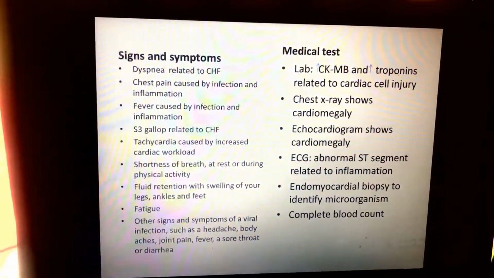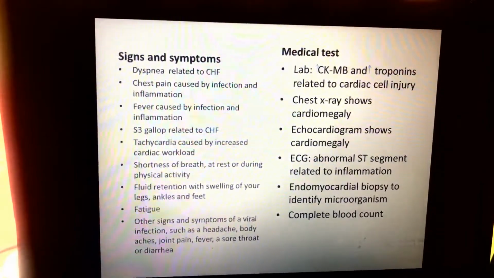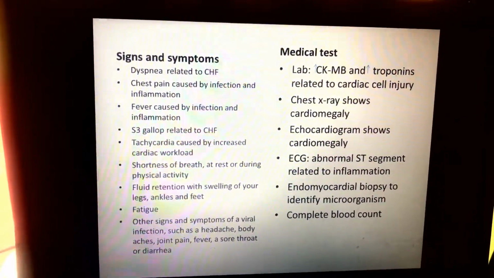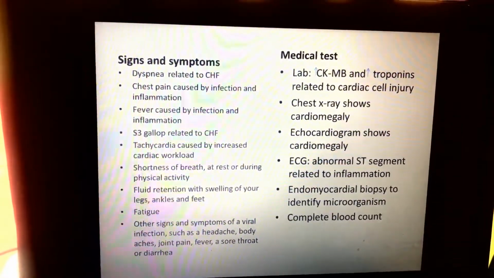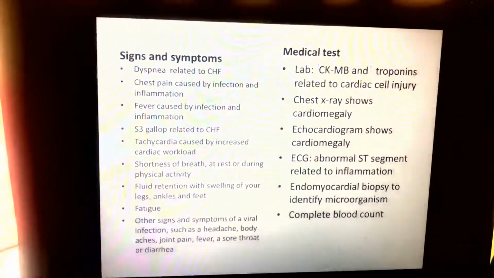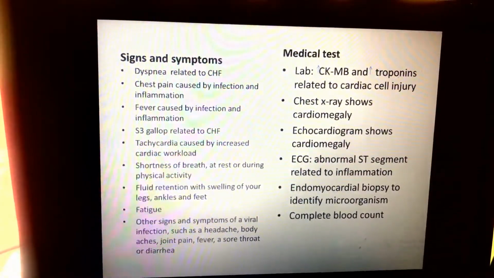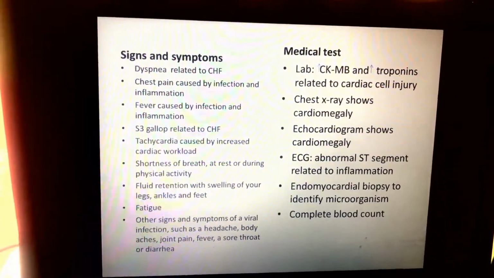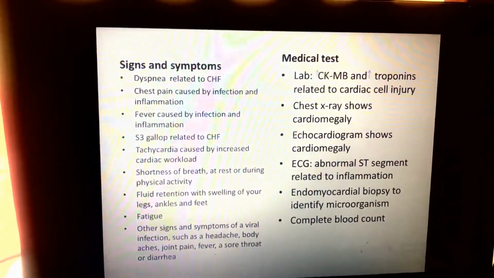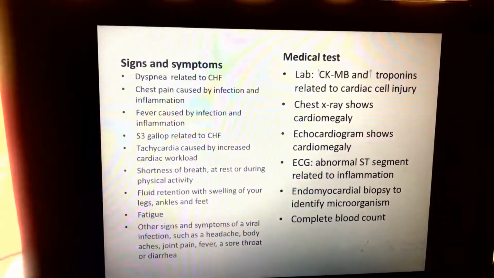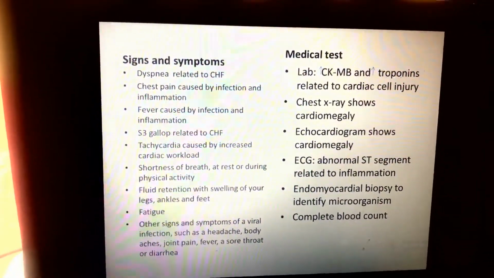Endomyocardial biopsy to identify microorganisms. We can take a biopsy. When you say a biopsy, we take a sample, a portion of the cells or tissue, and we analyze it to see if there are any microorganisms or unwanted tissues. Now, we also have to take a complete blood count, FBC.